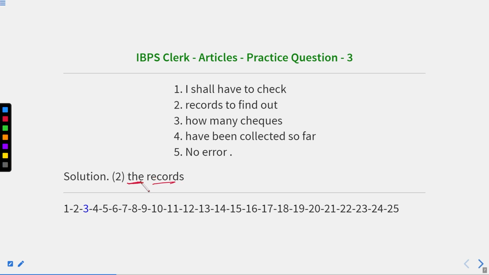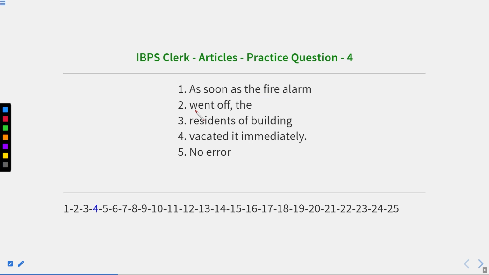Now let us move to question number 4. As soon as the fire alarm went off, the residents of building vacated it immediately. Again, in this case, as soon as the fire alarm went off, the residents of building. Now which building? We are talking about a particular building of these residents. Therefore here we need to write the before the word building. So the correct sentence will be, as soon as the fire alarm went off, the residents of the building vacated it immediately. Whenever we talk about any place, and we are making it particular, or we want to talk about a particular place only, we need to use the before it.